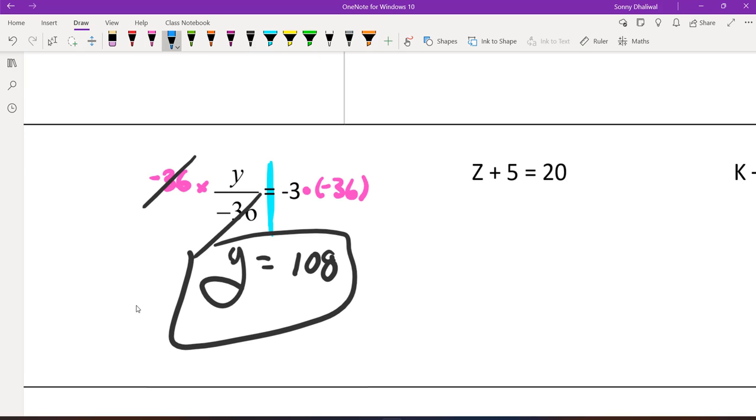Wasn't the last one, the one before this one, y equals 45? That one's trickier. I'll talk about that some other day.